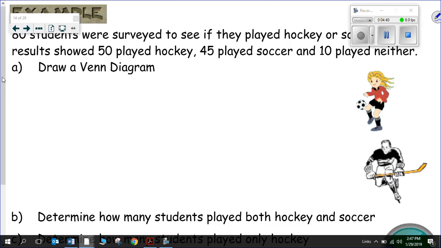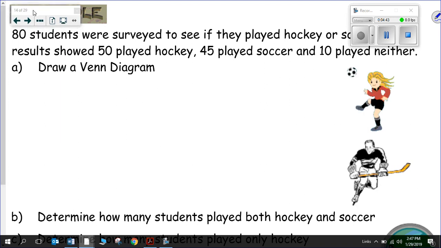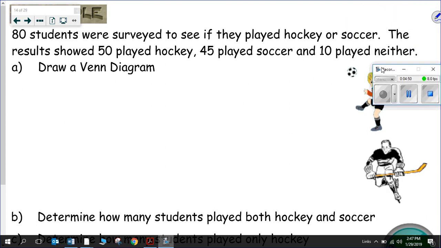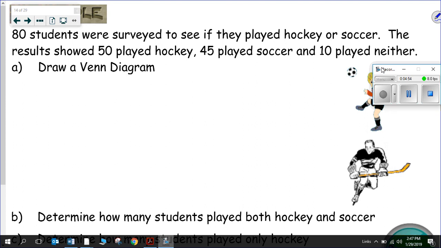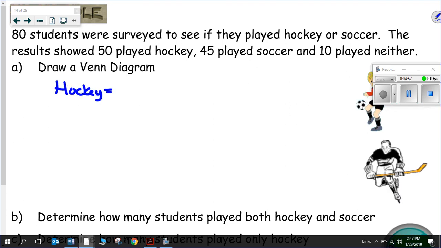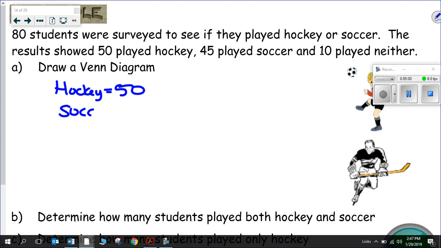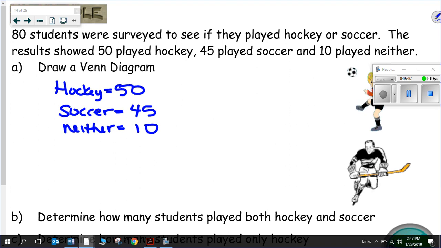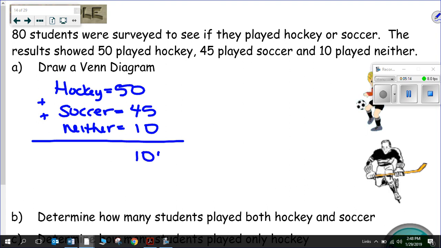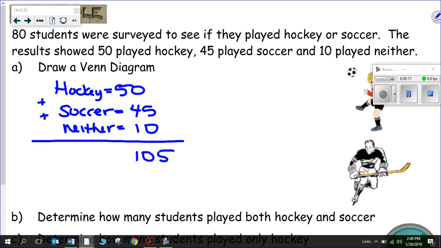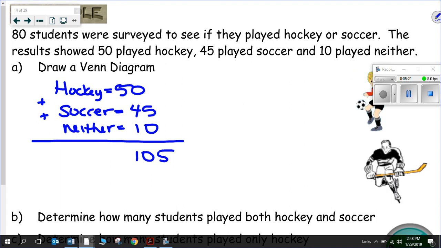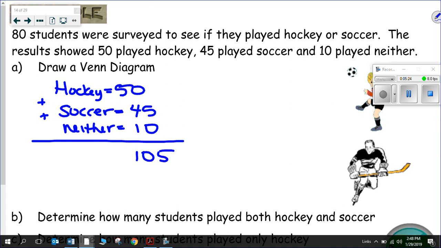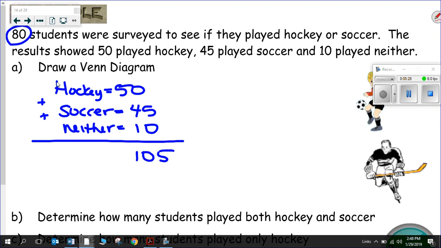So let's try another example. We surveyed 80 students to see if they played hockey or if they played soccer. The results showed that 50 played hockey. So for hockey, I have 50. For soccer, I have 45. And I have 10 who play neither. So if I add all of those up, my hockey and my soccer and my neither, I have 105 people there. And I actually only have 80 to account for. So some must do both.